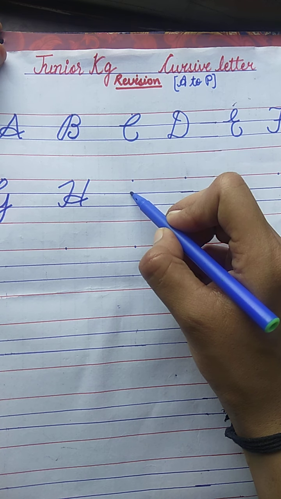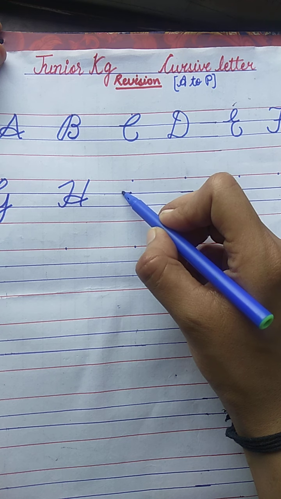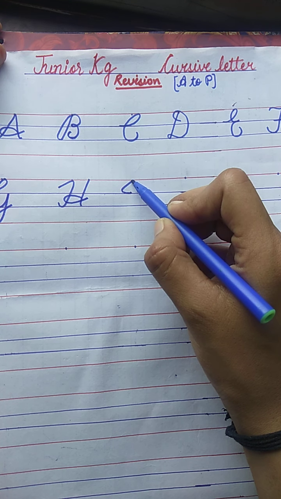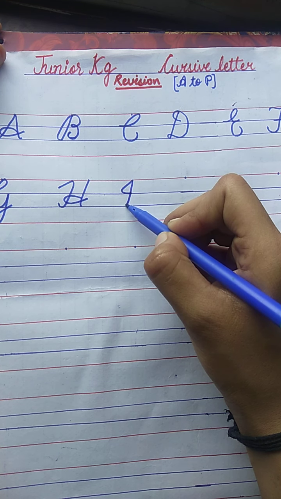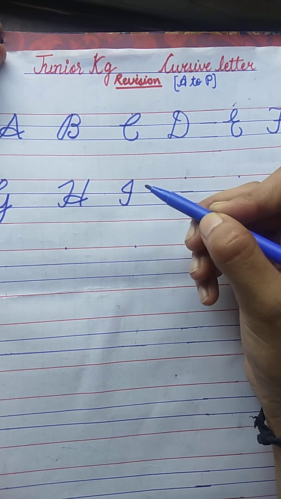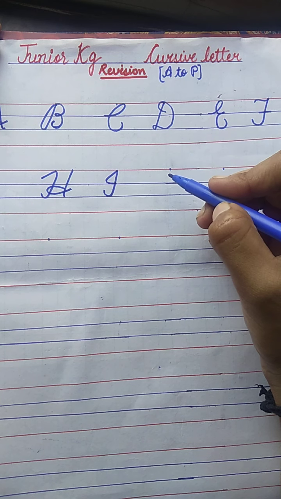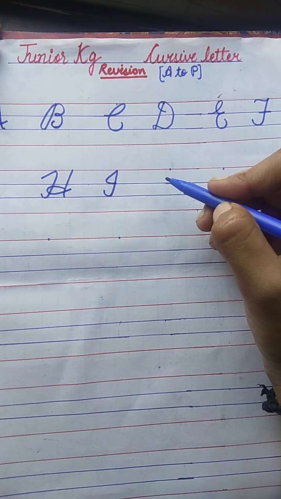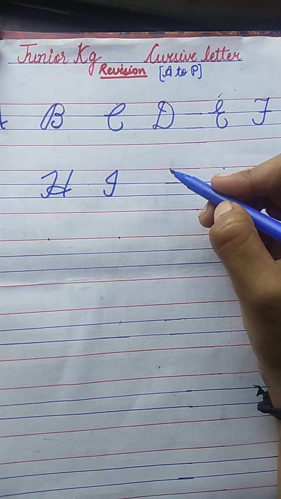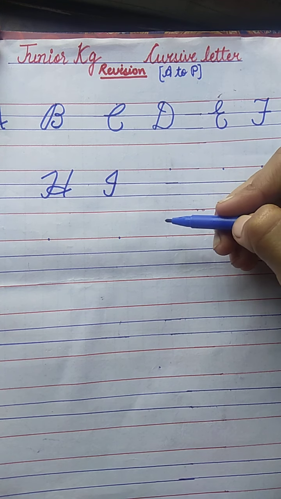Put your pencil on the first blue line, draw a curve, slanting line, one more slanting line, again a curve. This is letter I. I for igloo. What is the spelling of igloo? I G L O O, igloo. Now the next letter is J.